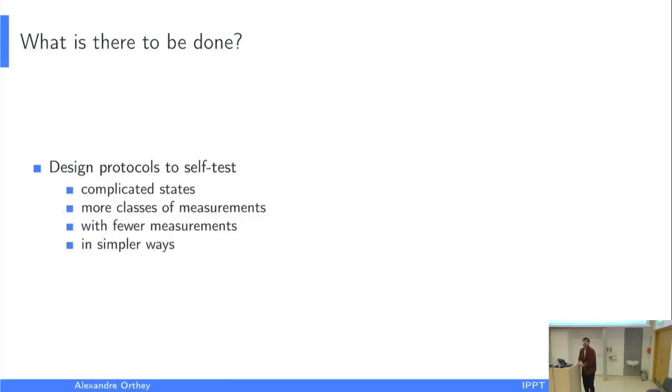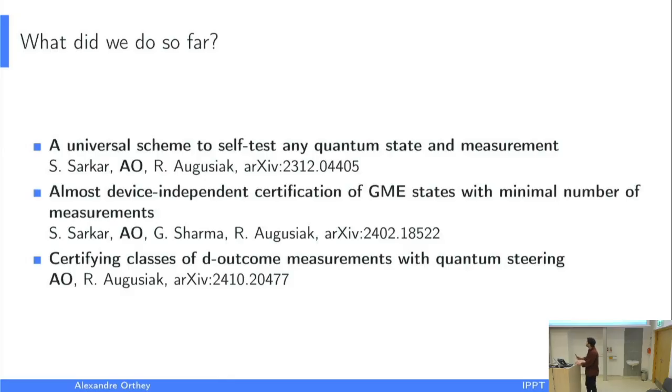So what is there to be done? What we can do from now on is to design protocols that are simpler and use fewer measurements. And also, you want to certify more complicated situations, with more parties or more dimensions. So what we did so far: we have a universal scheme to self-test any quantum state and measurement. We have another one called almost device-independent certification of GME states with a minimal number of measurements. And the last one that we had is certifying classes of d-outcome measurements with quantum steering.